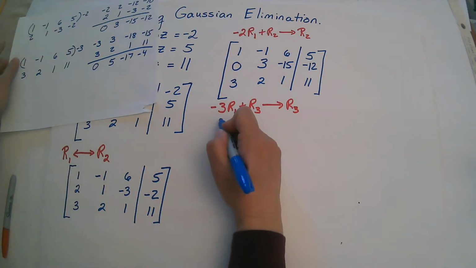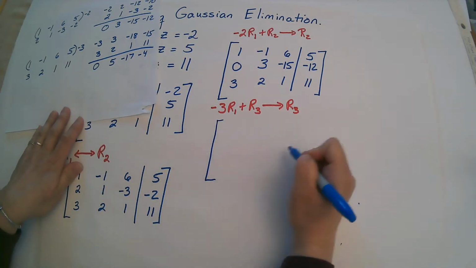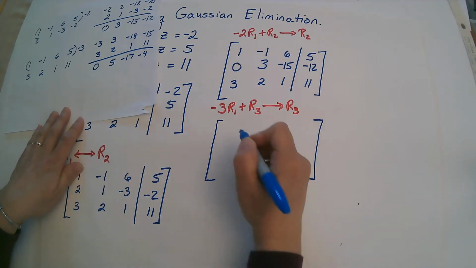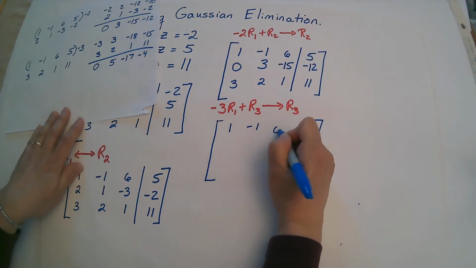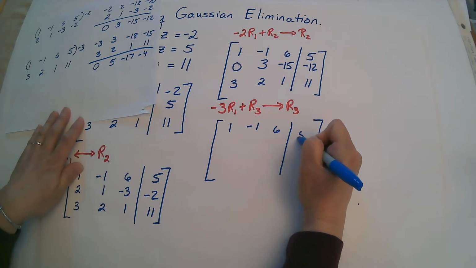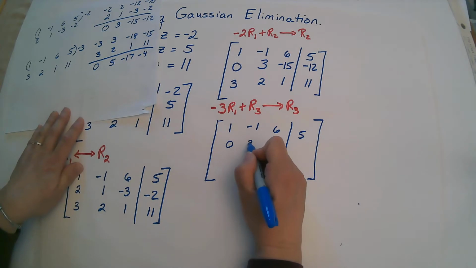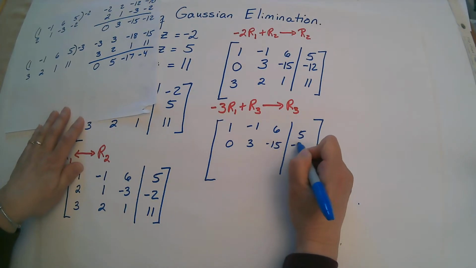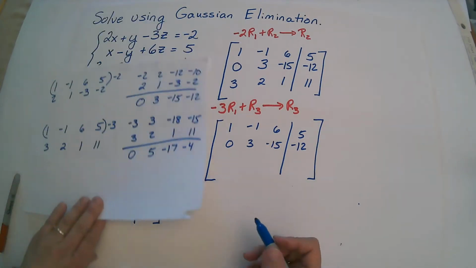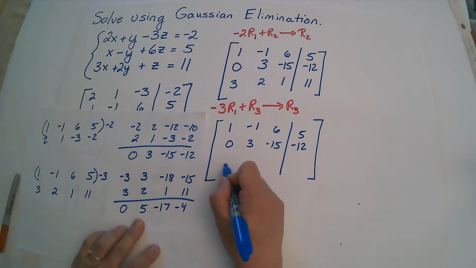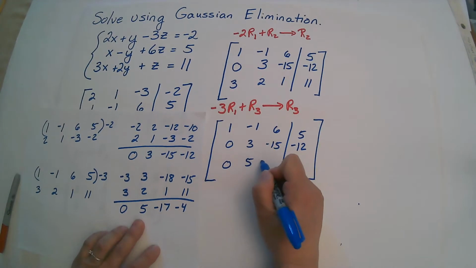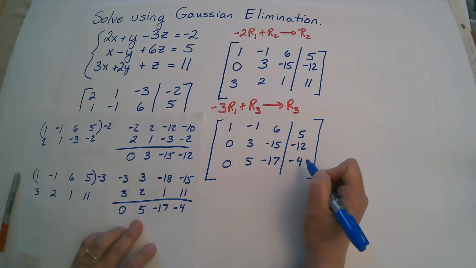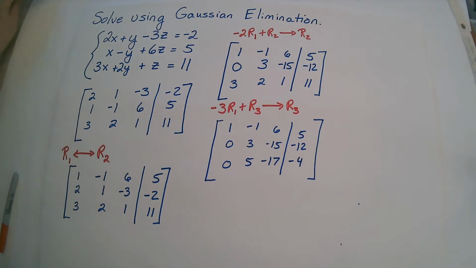So here's our matrix. Row 1 is unchanged. Row 2 is unchanged. And now our row 3, here's my scratch paper. We have 0, 5, -17, and -4. And now we continue.